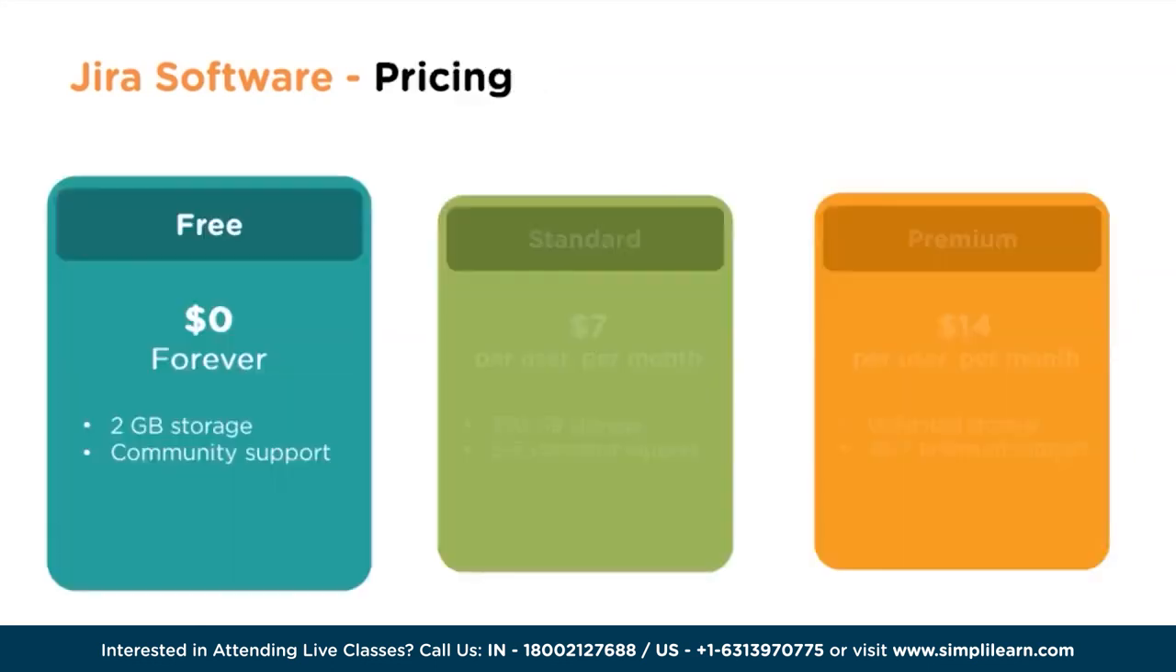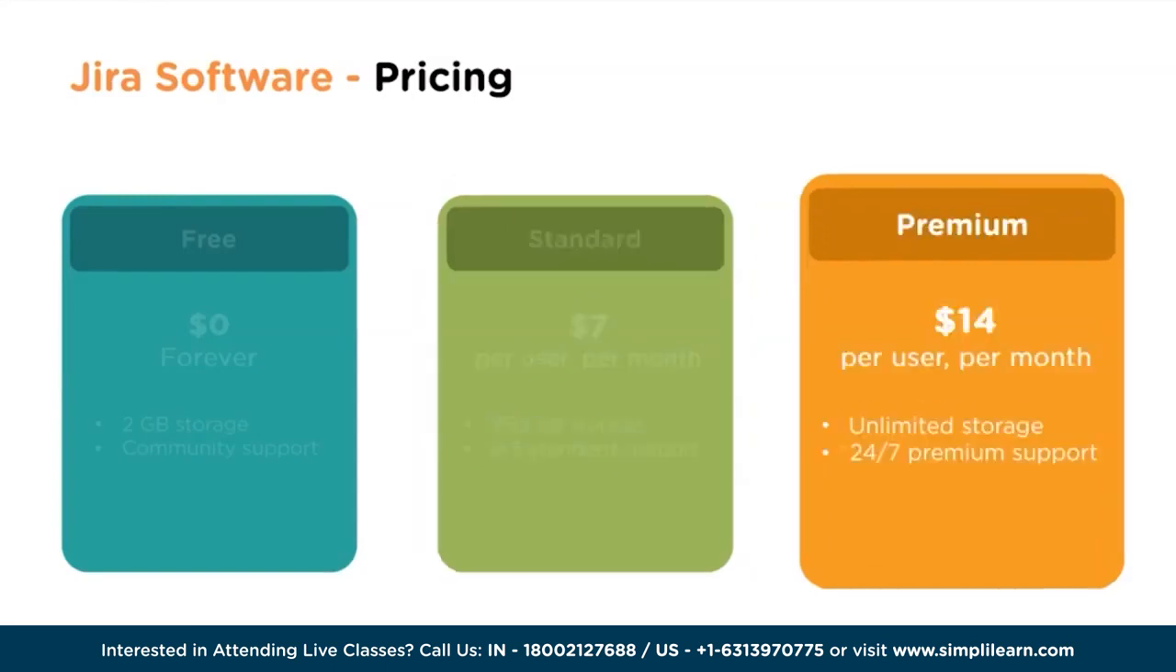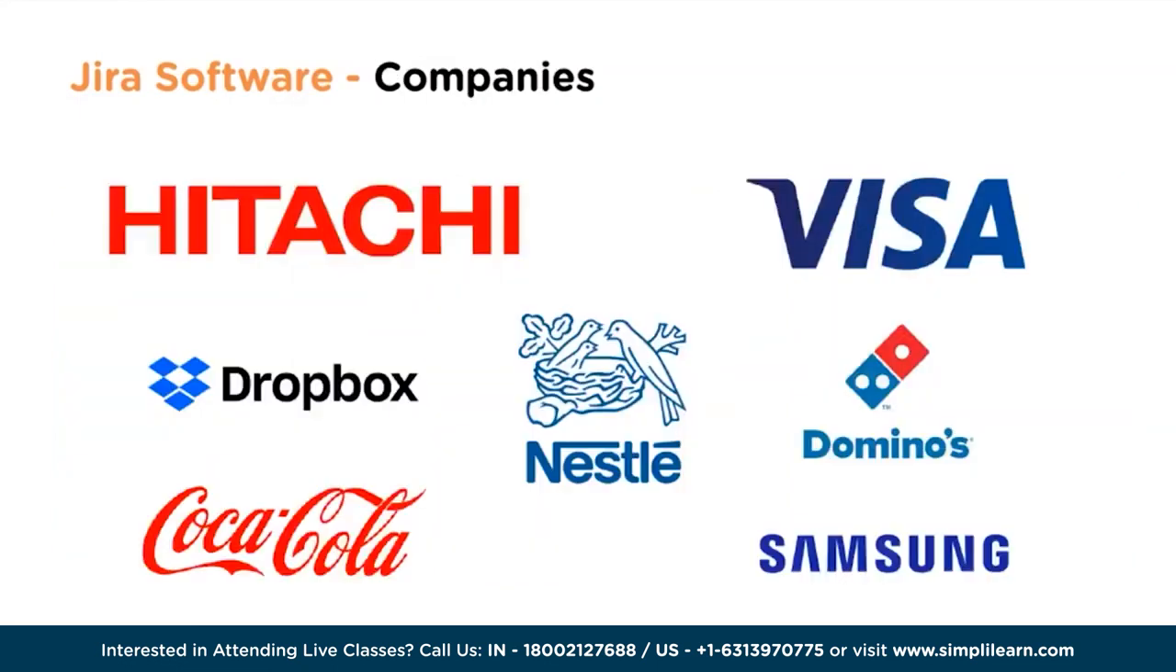So the pricing of Jira software is as follows. Forever, it is 2 GB storage and community support, which costs $0, whereas Standard is around $7 per user per month, which includes 250 GB storage and 9 to 5 standard support. Premium is $14 per user per month, with unlimited storage and 24/7 premium support. Jira software is used by organizations such as Hitachi, Visa, Dropbox, Nestle, Domino's, Coca-Cola, Samsung, etc.